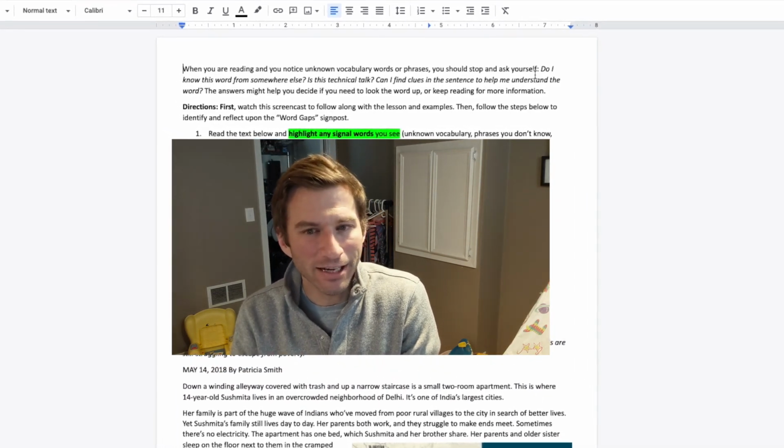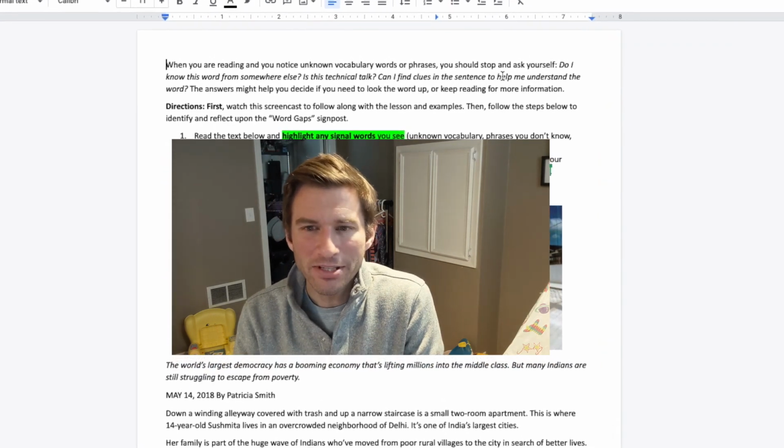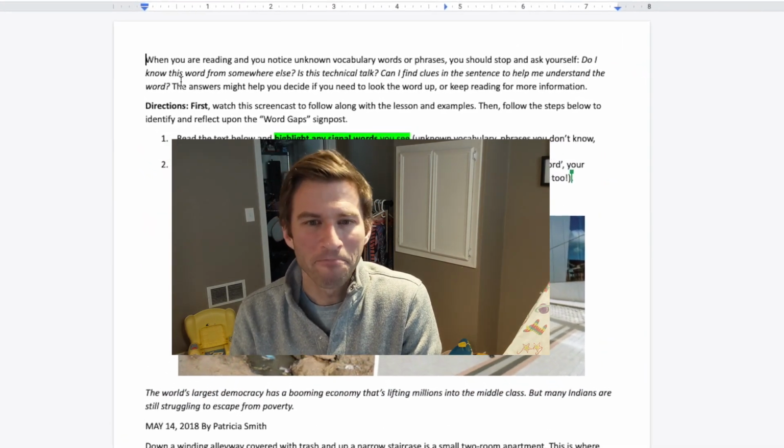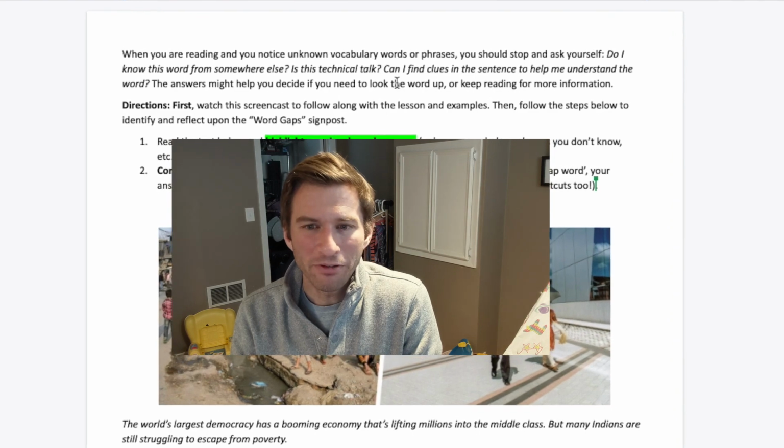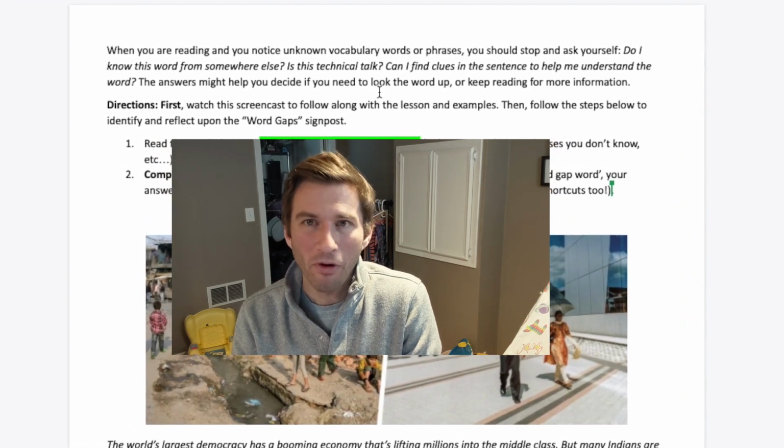Is it technical talk? More on that in a second. Can I find clues in the sentence to help me understand the word? The answers might help you decide if you need to look up the word or keep reading for more information.